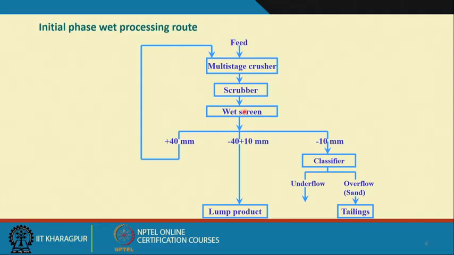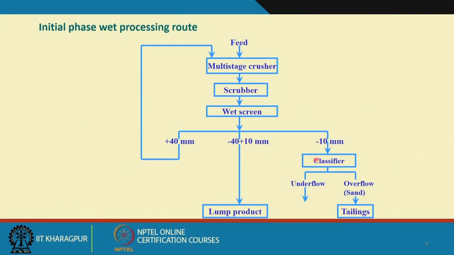Now, the clays I want to get rid of by shaking it or cleaning the surfaces, and then you use a wet screen, because in the scrubber also you are using water to get the clay material detached from the surfaces of the iron ores. And with the wet screen, what we try to do? We take out minus 40 plus 10 mm, that is my lump product, my direct product which I can sell. Plus 40 mm you send back to the crushing circuit, and minus 10 mm, now what are we trying to do?